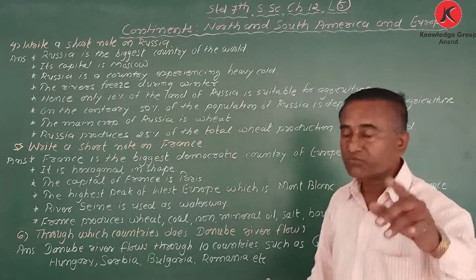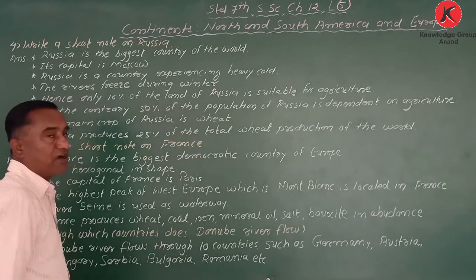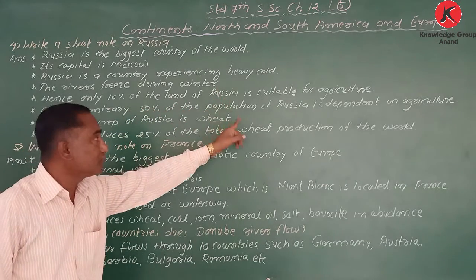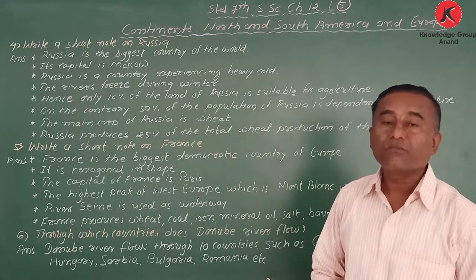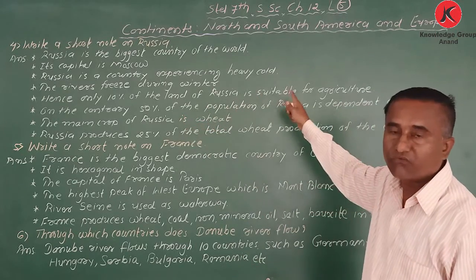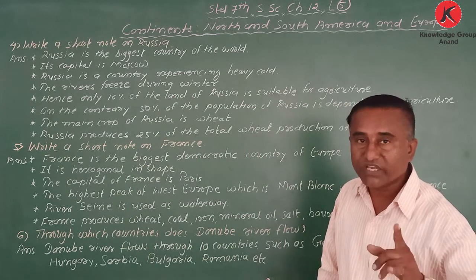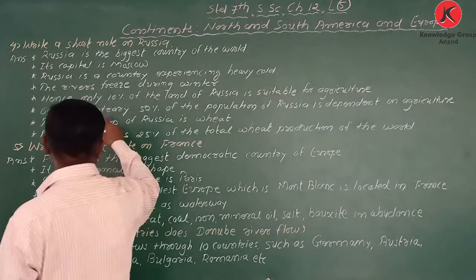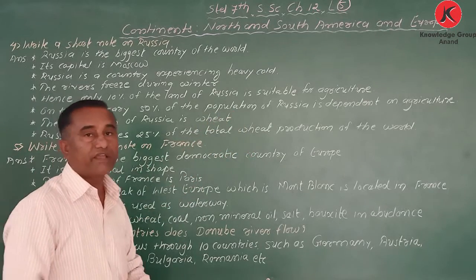Next one. Hence, only 10% of the land of Russia is suitable for agriculture. Though it is the biggest country in the world, only 10% of the land is suitable for agriculture. On the contrary, 50% of the population of Russia is dependent on agriculture.